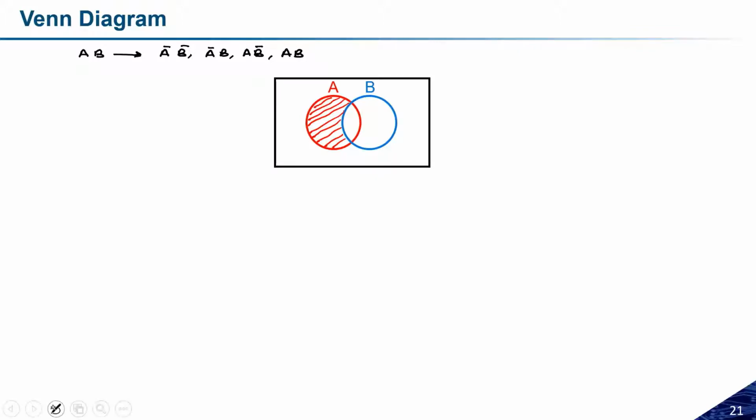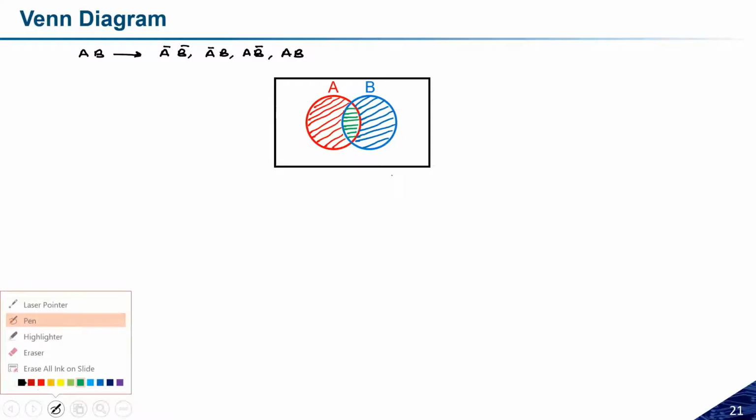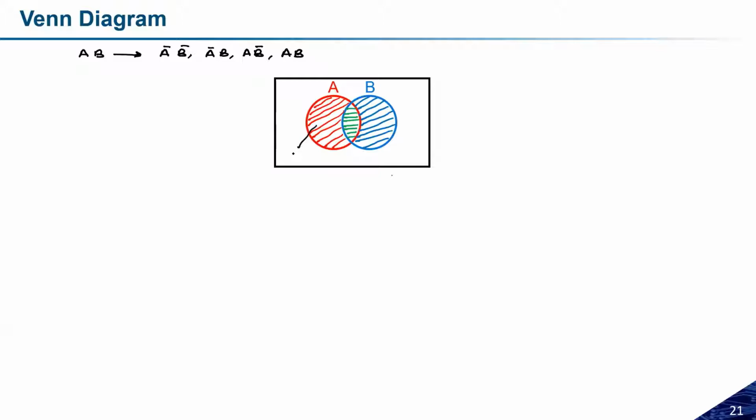Okay, if you see this side, what is this? A bar B, perfect. And if you see the middle portion here, this portion is the common term, AB, and the outside is A bar B bar. So this is really very important. This shade indicates AB bar, this shade indicates A bar B, this shade indicates AB, and the outer shade indicates A bar B bar. So this is how you can represent it logically.